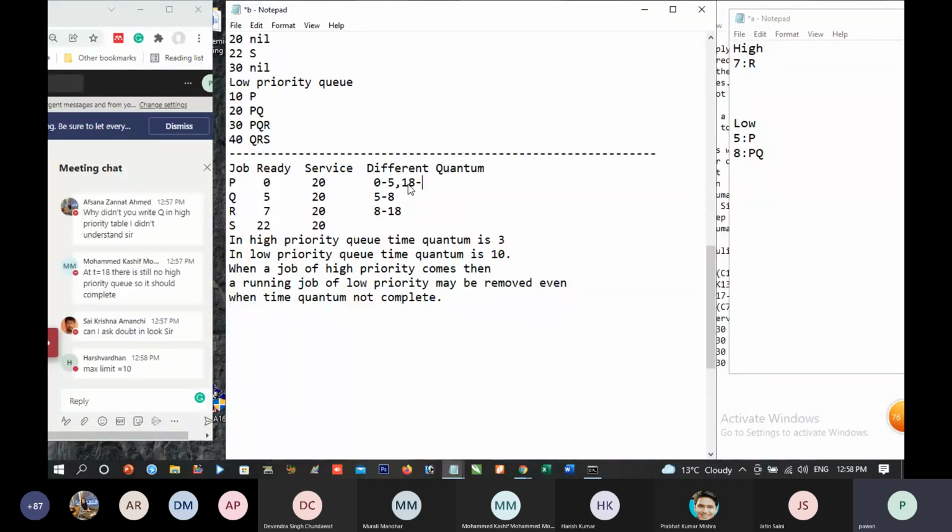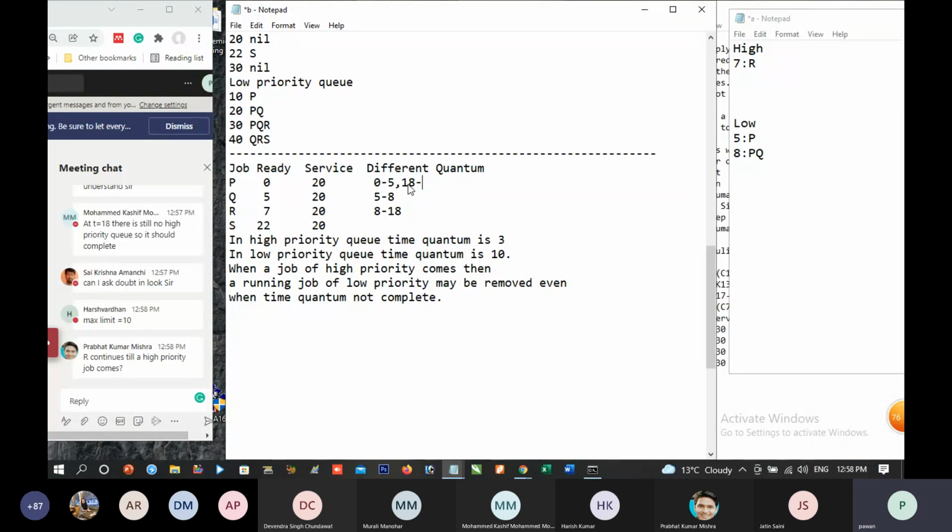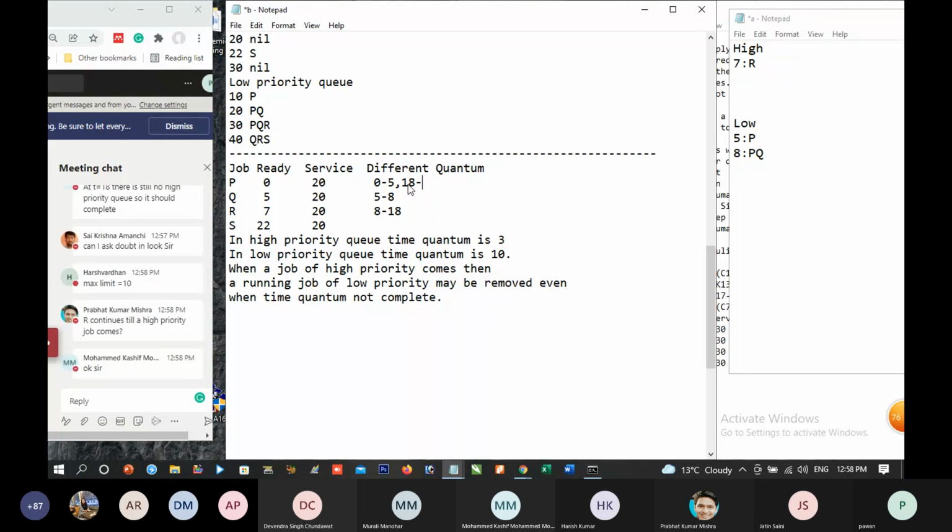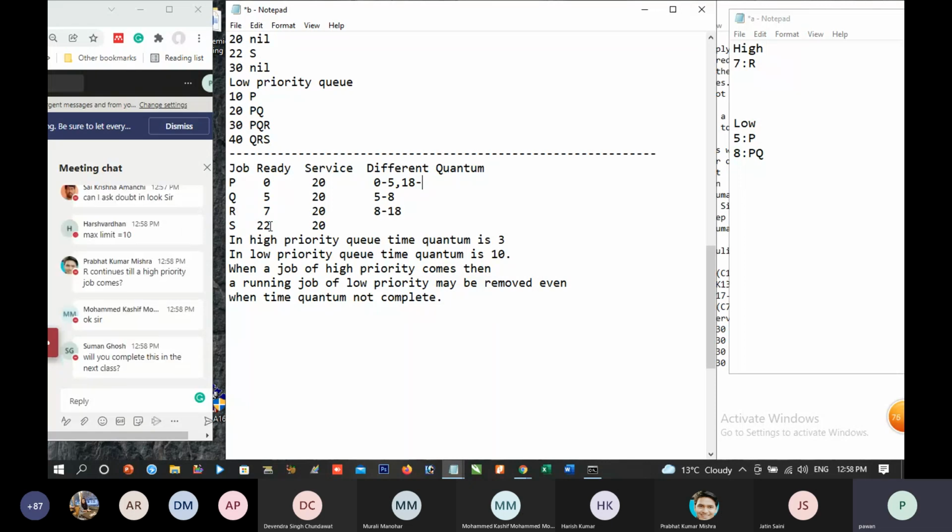Yes. Once the discussion on this is over, we shall discuss. After this discussion, we can ask now also. Yes. Suppose another, now, suppose S would have come at time t equal to 15. Then it will be 8 to 15 and 15 to 18.